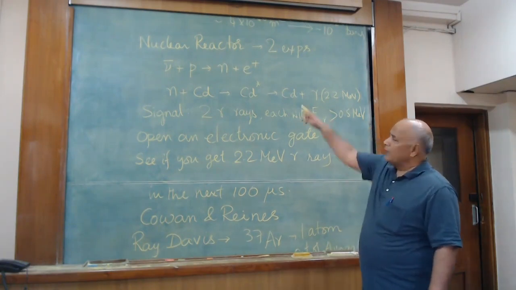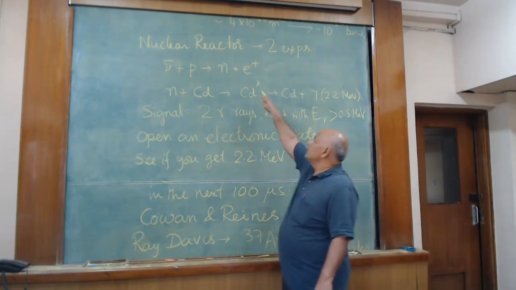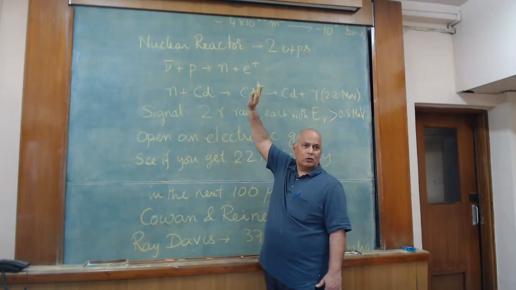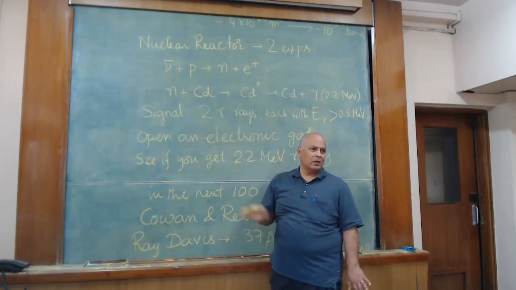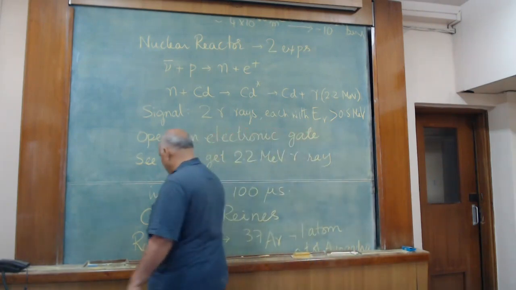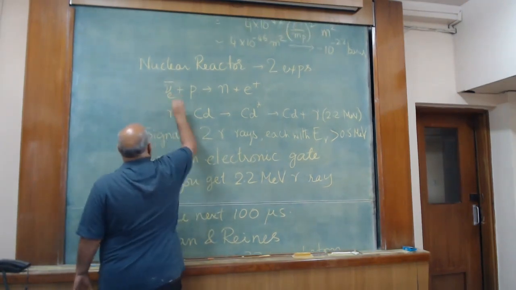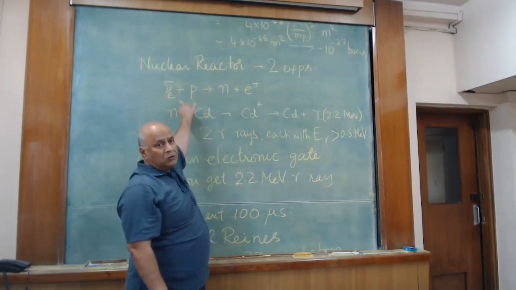Now, if you look at the Cowan-Reines interaction, there is a positron on the right hand side. So the final state has Le equal to +1. So the initial state should also have Le equal to +1. So you say that the particle which is coming and hitting the proton is an antineutrino.